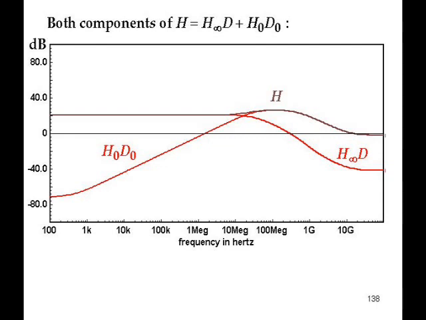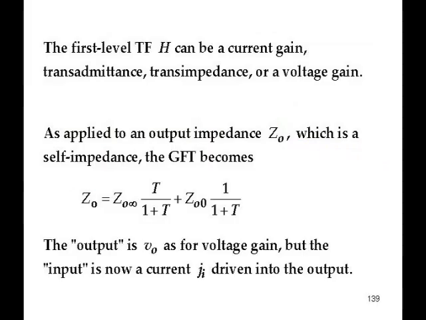Now, I said that the transfer function H can be any function of a linear system model, including output impedance. So let's use it to calculate the output impedance of this same two-stage amplifier. H now becomes ZO, but the formula is still the same. How do you set up the transfer function ZO? You stuff a current into the output and observe what voltage is developed across the output. That's a self-impedance.